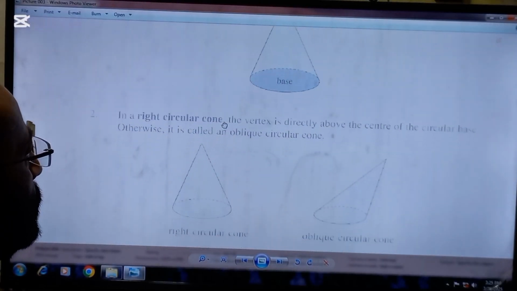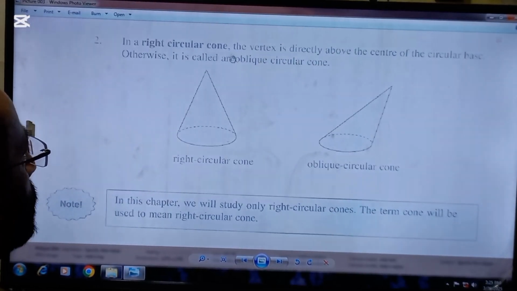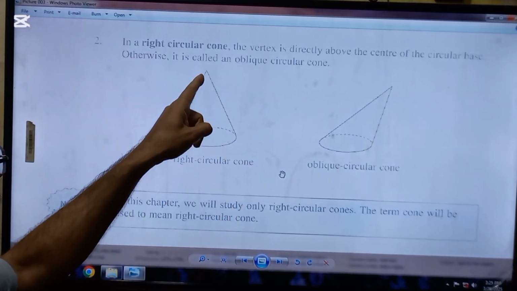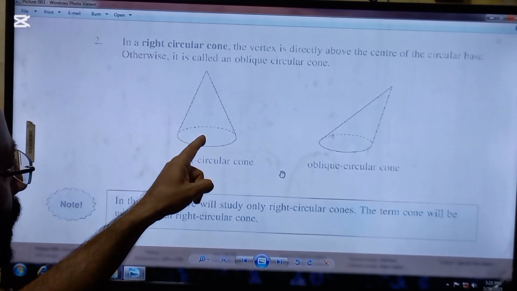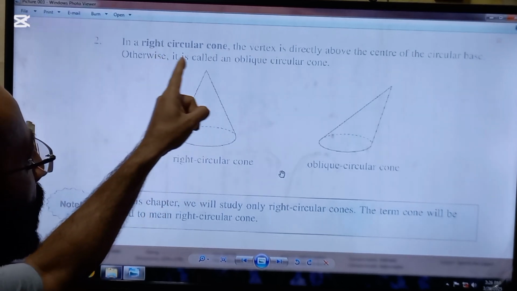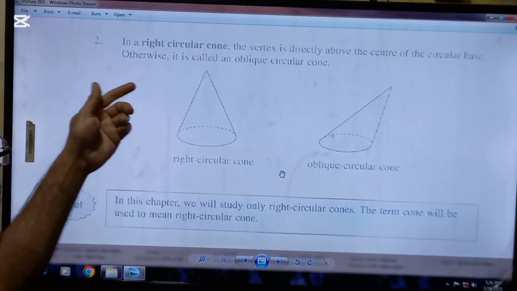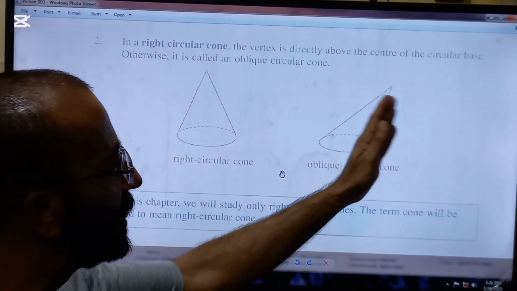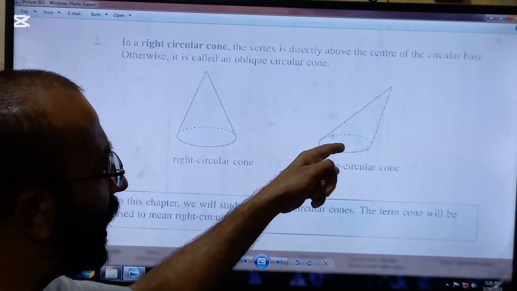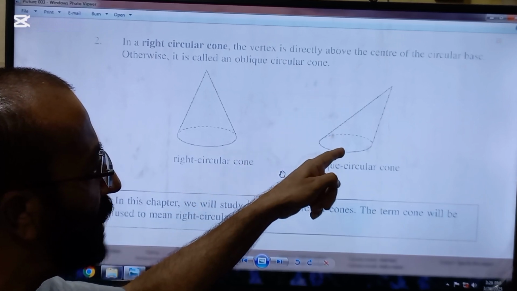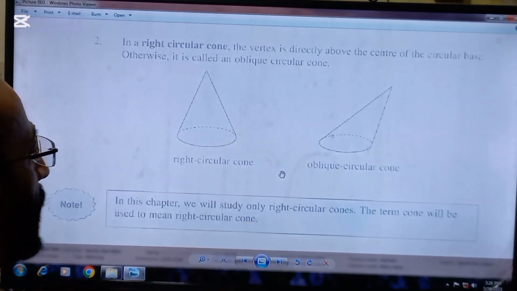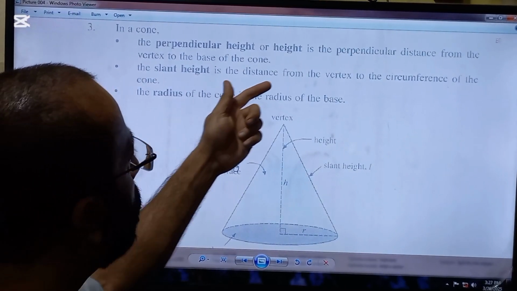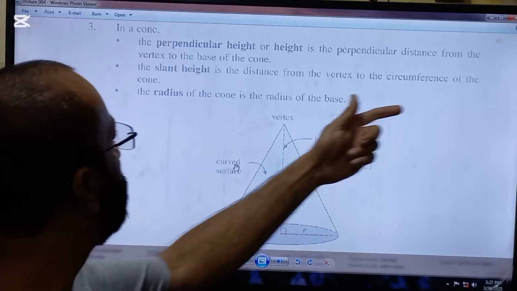In a right circular cone, the vertex is directly above the center of the circular base. So if the vertex is directly above the center of the circular base, this is called a right circular cone. Otherwise it is called an oblique circular cone. If the vertex is sideways, not right at the top of the center of the base, that will be called an oblique circular cone.